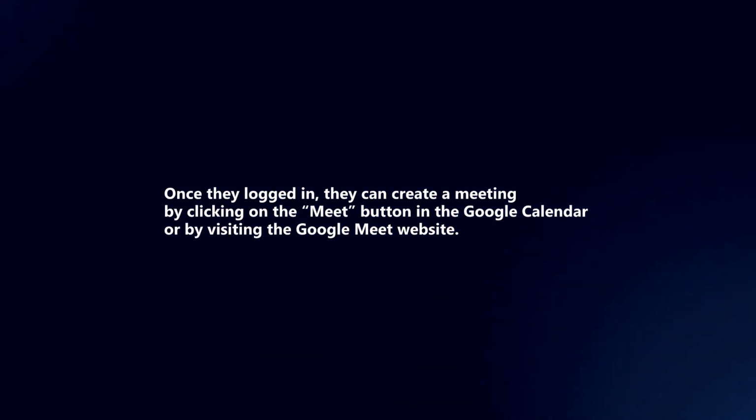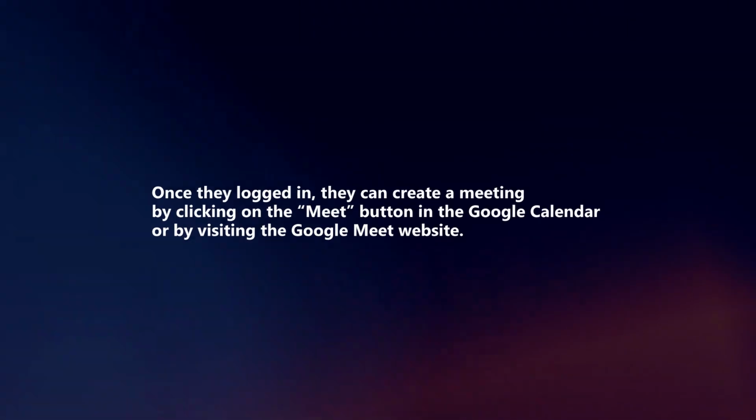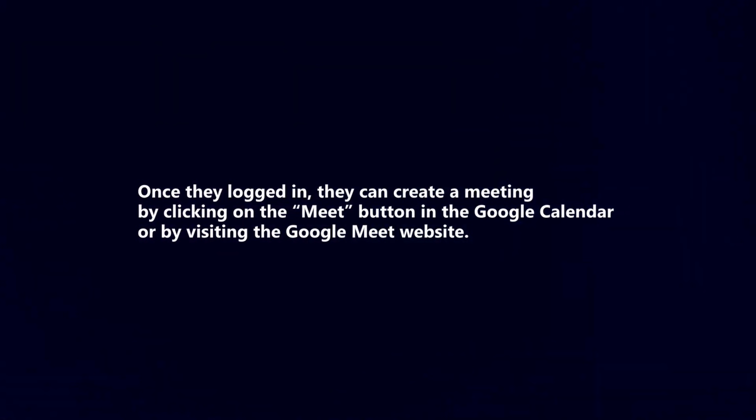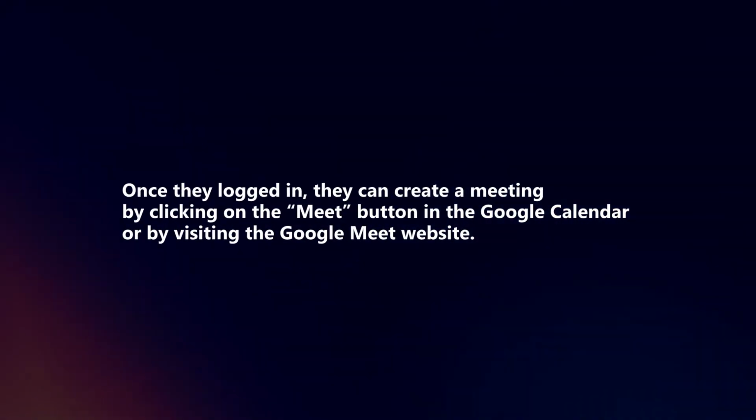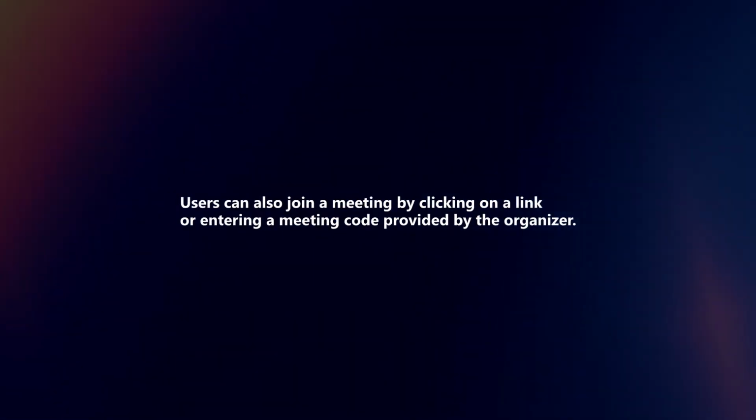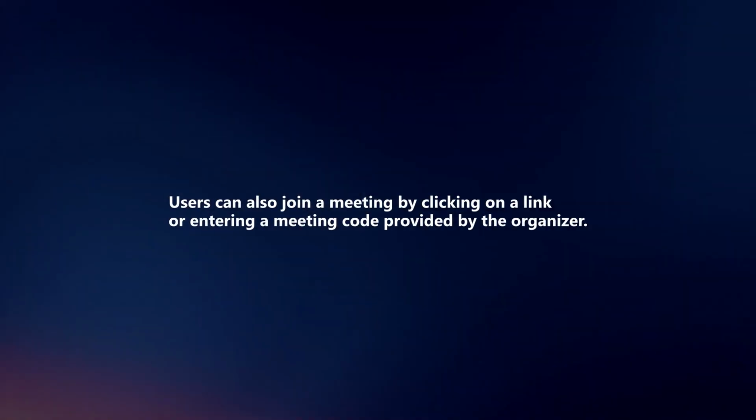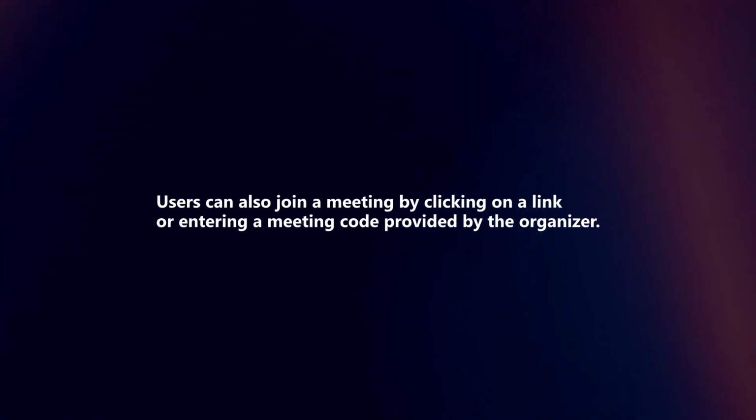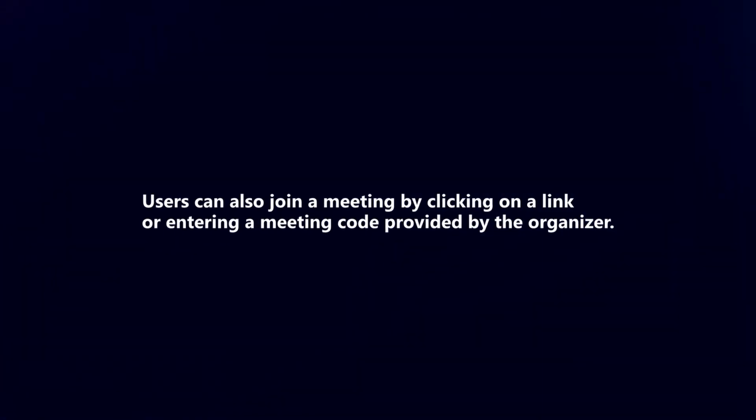Once they log in, they can create a meeting by clicking on the Meet button in Google Calendar or by visiting the Google Meet website. Users can also join a meeting by clicking on a link or entering a meeting code provided by the organizer.